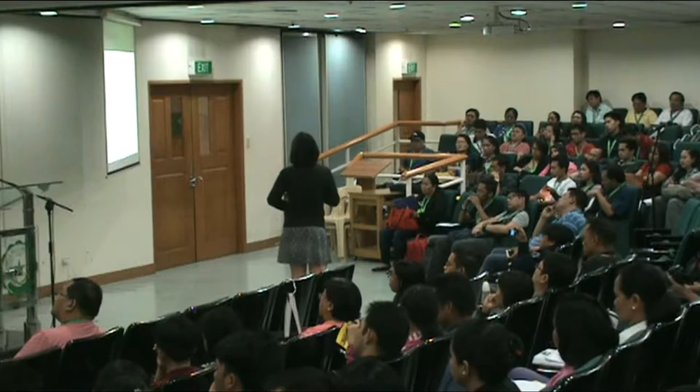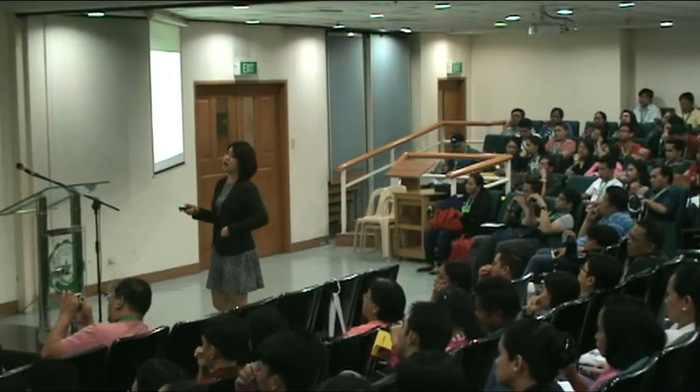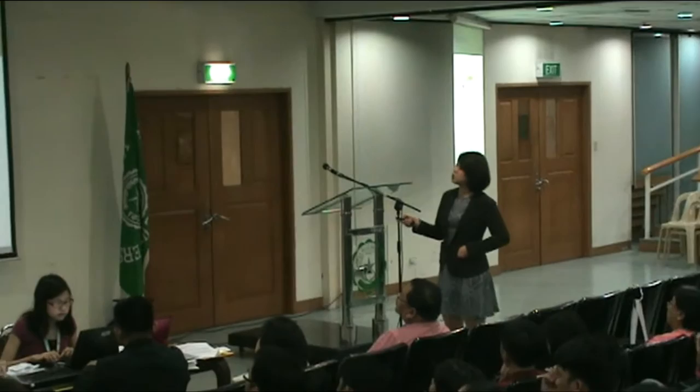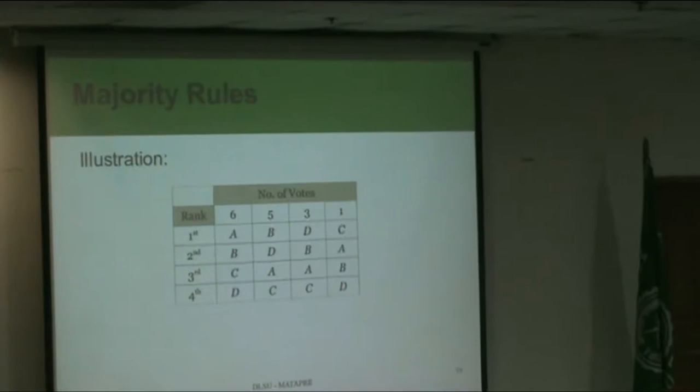This is another illustration. If we look at the first place rank, A has 6, B has 5, D has 3, C has 1. Again, how many voters do we have? 11, 14, 15. So what's 50% more than that? Half plus 1 is 8. So that candidate should get at least 8.